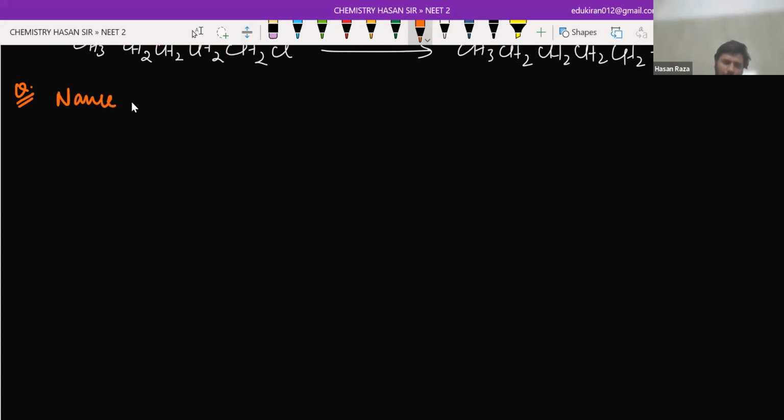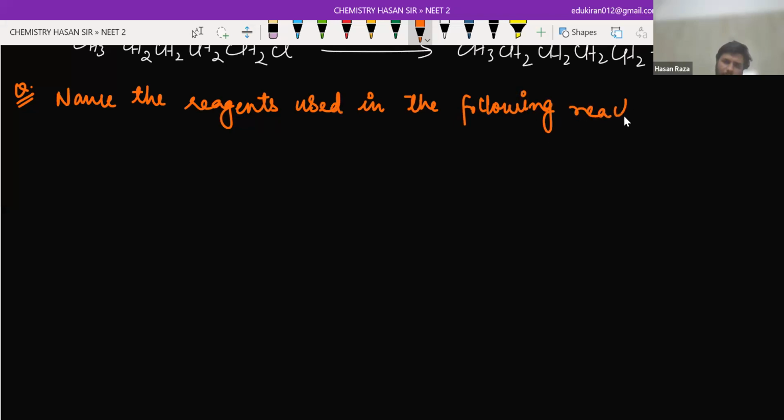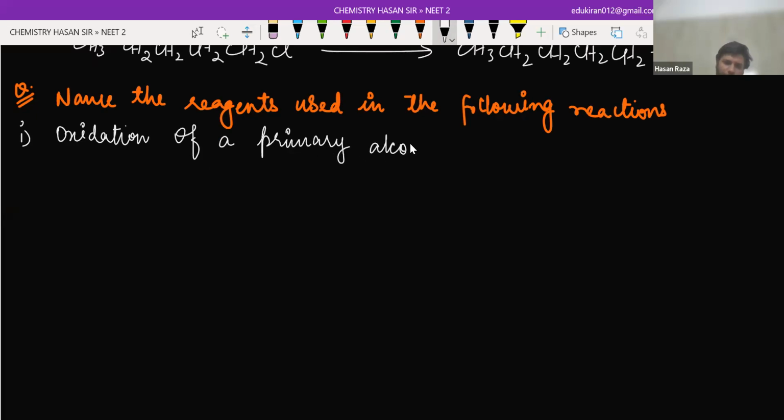So here is the question. Name the reagents used in the following case. Oxidation of a primary alcohol to carboxylic acid. Let me know if you're able to solve this, yes or no.